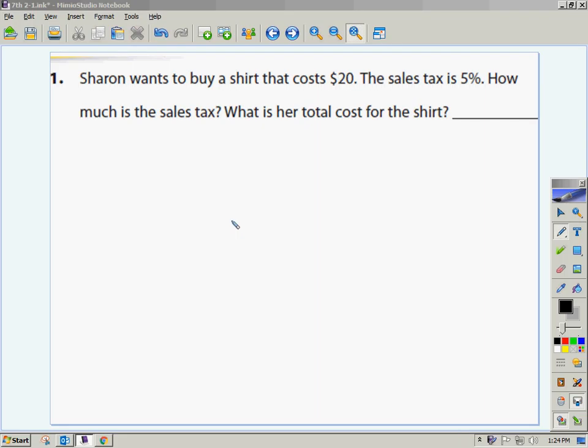Today we're going to be talking about actually using percents in real-world type situations. It says Sharon wants to buy a shirt that costs $20 and the sales tax is 5%. How much is the sales tax and what's the total cost of her shirt? Is that a percent increase or a percent decrease? This is definitely going to be an increase in price. It's something that they're adding on to it.